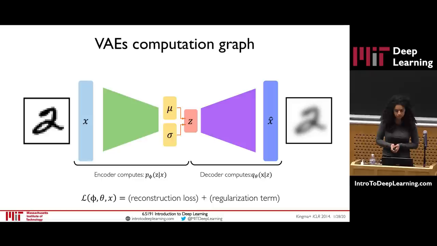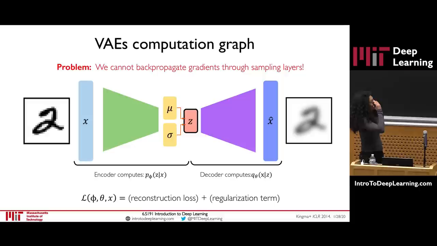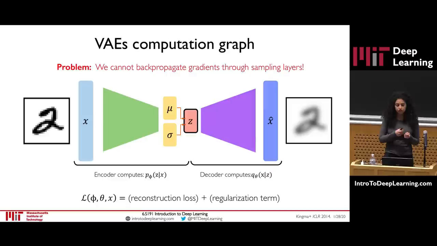Okay. So now that we've seen a bit about the reconstruction loss and a little more detail into how the regularization term works, we can discuss how we can actually train the network end-to-end using backpropagation. And what immediately jumps out as an issue is that Z here is the result of a stochastic sampling operation. And we cannot backpropagate gradients through a sampling layer because of their stochastic nature. Because backpropagation requires deterministic nodes to be able to iteratively pass gradients through and apply the chain rule through.